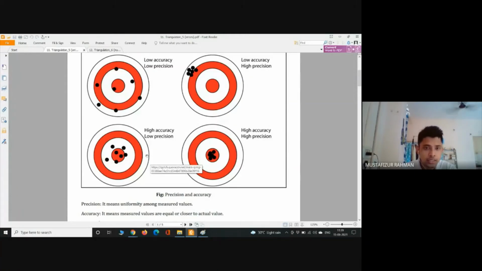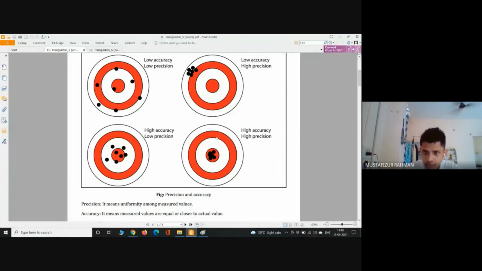Then in this third diagram, the central red dot is the true value, and the values are like 98, 105, 90, 110, like this. They are closer to the actual value, but not close to each other. They are again haphazard, but somewhat closer to the original value. So here we have high accuracy and low precision. Precision is the uniformity among our measurements, and accuracy is when our values are closer to the true or actual value.